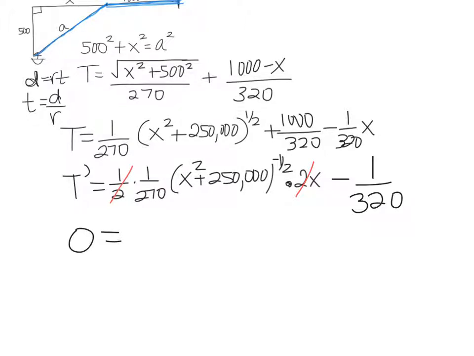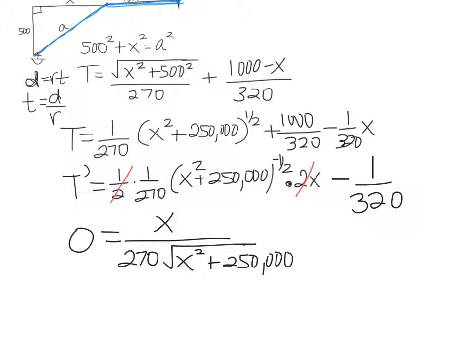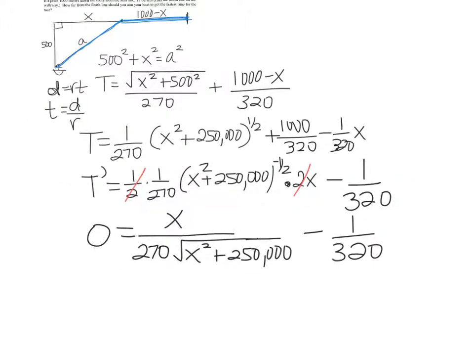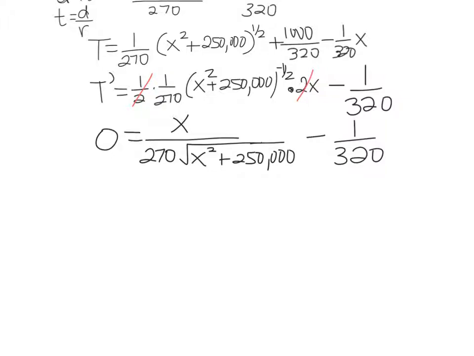So what do I have up top? I have an x still. That's this x right here. And on the bottom I have 270 times the square root of x squared plus 250,000 minus 1 over 320. We see that a lot whenever we're minimizing. We have that over square root thing. Okay, let's add the 1 over 320 to the other side. So you get 1 over 320 equals all this stuff.